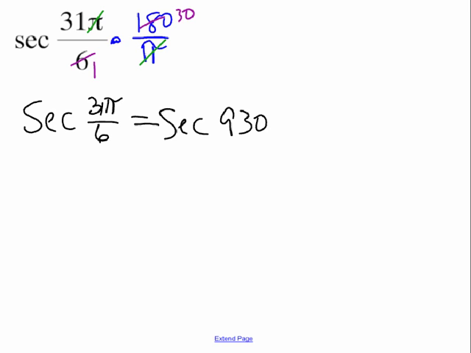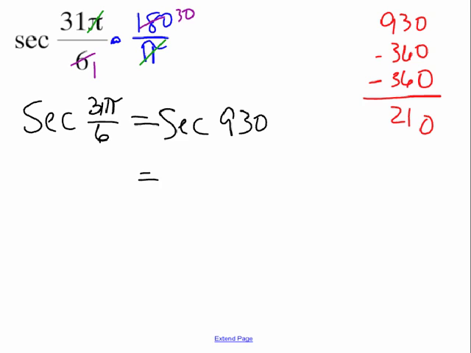Anyway, we've got secant of 930. 930 is not on your unit circle. You know this, I know this. So what we're going to do is take that 930 and subtract 360. When we do that, I don't remember what we get, but I know it's not less than 360. So subtract another 360. And when we do that, we get a 210. So the secant of 31 pi over 6 is the same thing as the secant of 930 degrees, and that is the same thing as the secant of 210 degrees.